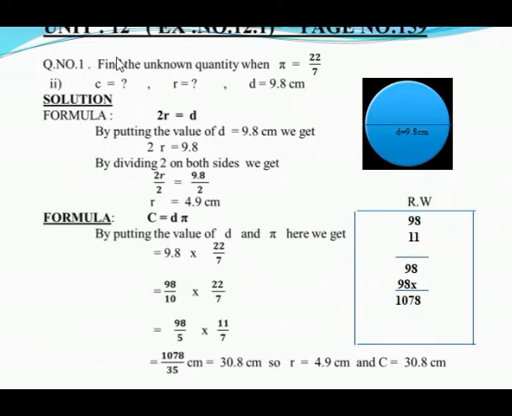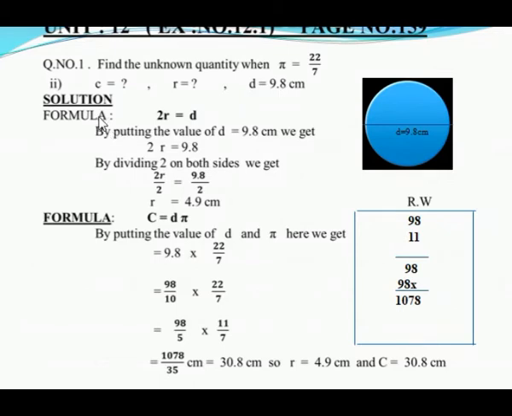Now I am doing question number 1 of unit number 12, exercise number 12.1, which is on page number 159. The question number 1 has 6 parts. So I am doing second part for you. That is, find the unknown quantity when pi is equal to 22 by 7. Here C and R is missing. You have to find out. These are unknowns and the value of D which is given to you, it is 9.8 centimeter.